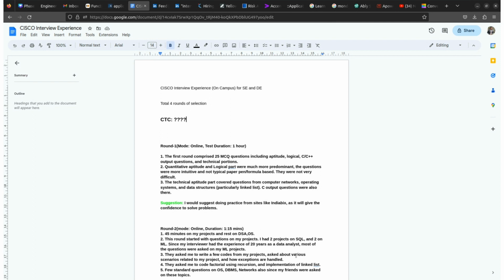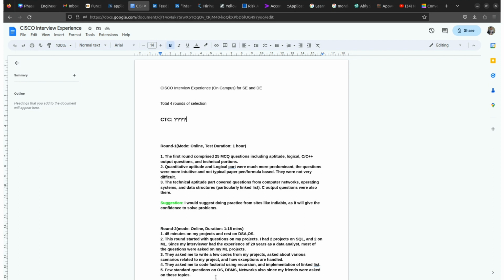And the fourth point is they asked to code factorial using recursion and implementation of linked list. This is what the candidate got in his interview round. And a few standard questions on operating systems, DBMS, and computer networks, since his friends were also asked on these topics.